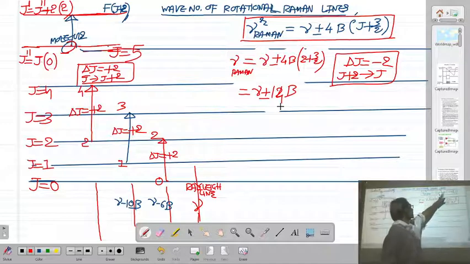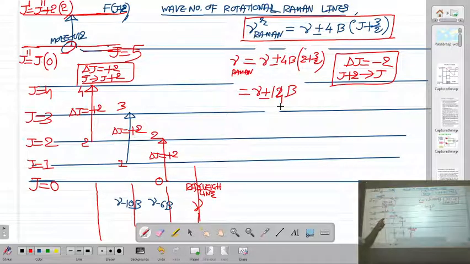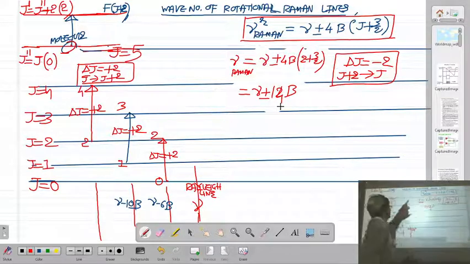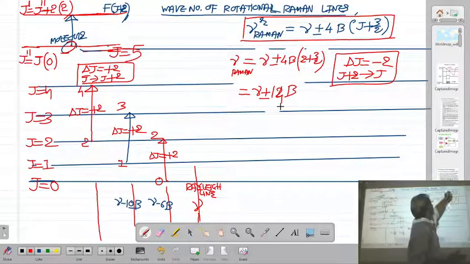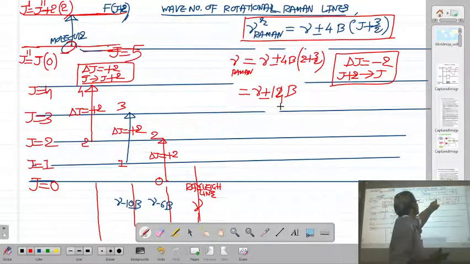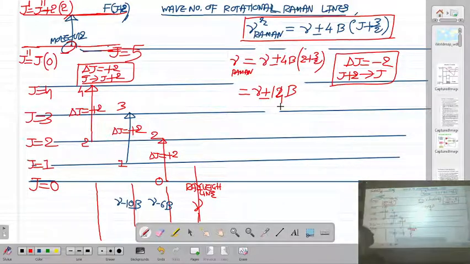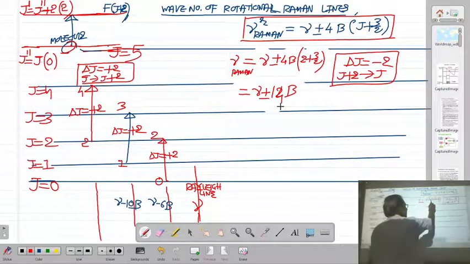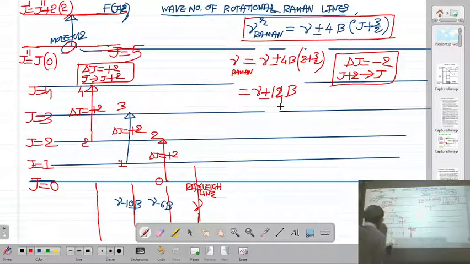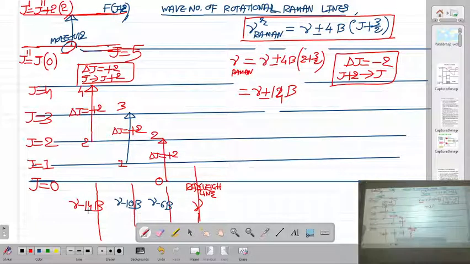See, once again I repeat. What is the lowest rotational quantum number for a transition 2 to 4? The lowest quantum number is 2. So the rotational line obtained with the transition from 2 to 4 will be nu plus or minus, 2 plus 3 by 2. So 2 into 2, 4, plus 3, 7. 7 into 4, 28b by 2, that is 14b. So the wave number of this line will be nu minus 14b.